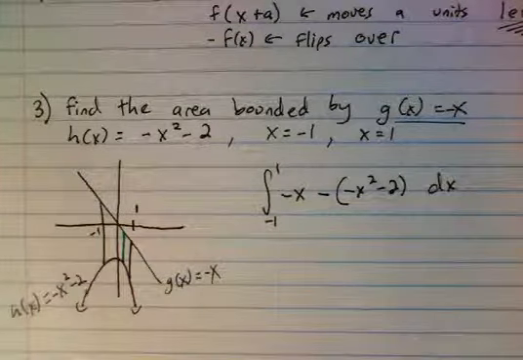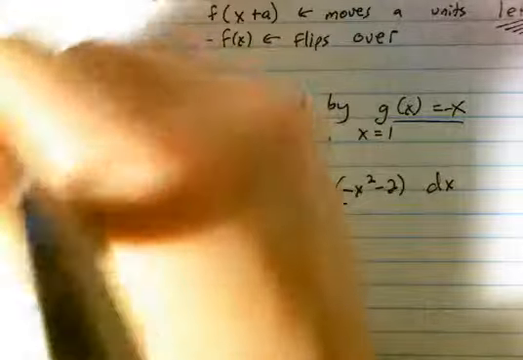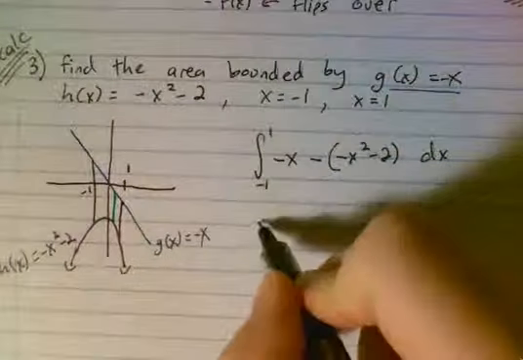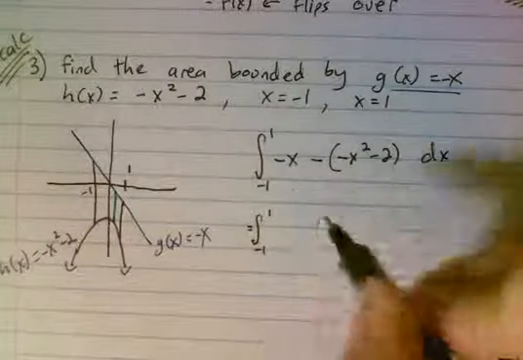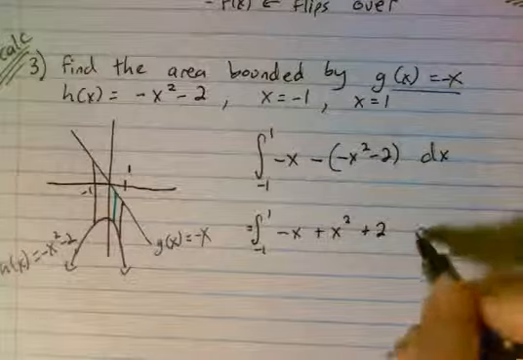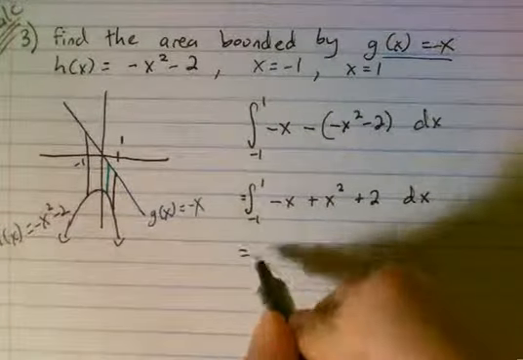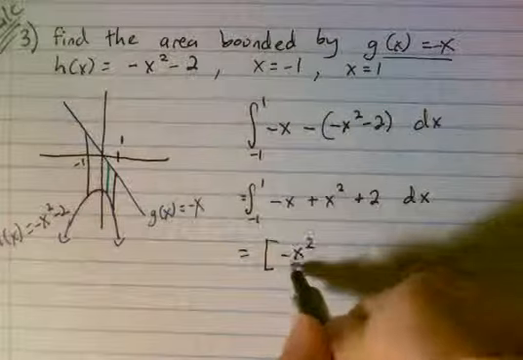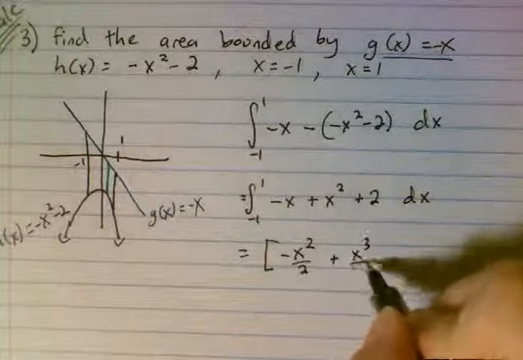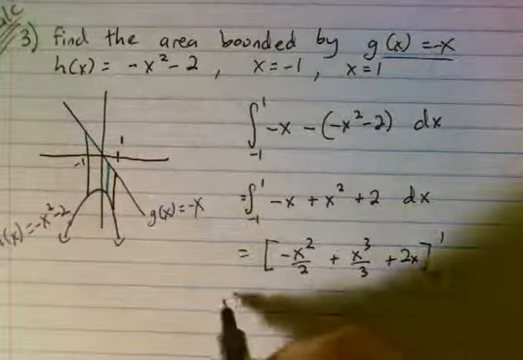If we don't have the calculator with us, I'm going to mark this no calculator. Then after we've sketched it, we just have to work this out by hand. So we're doing the integral from negative 1 to 1 of negative x plus x squared plus 2. Taking the antiderivative: negative x squared over 2, plus x to the third over 3, plus 2x. All this from negative 1 to 1.